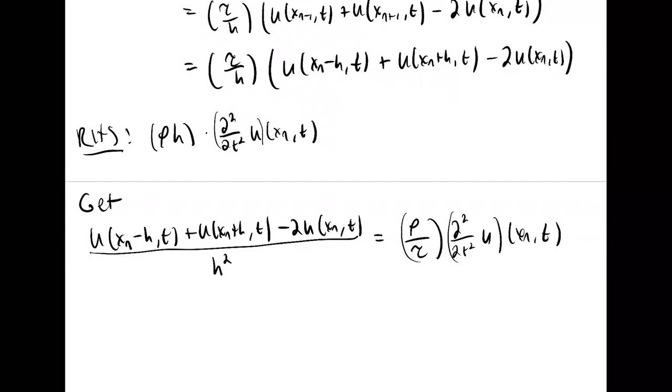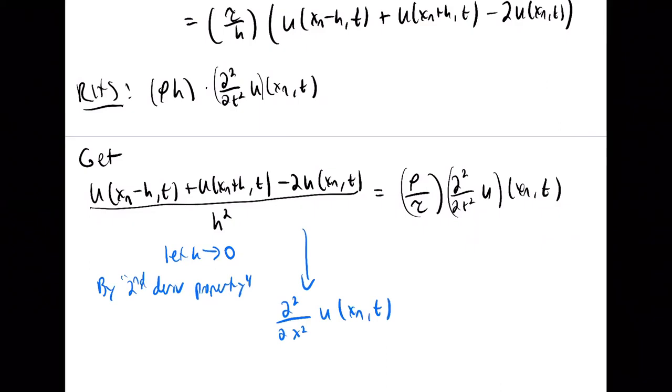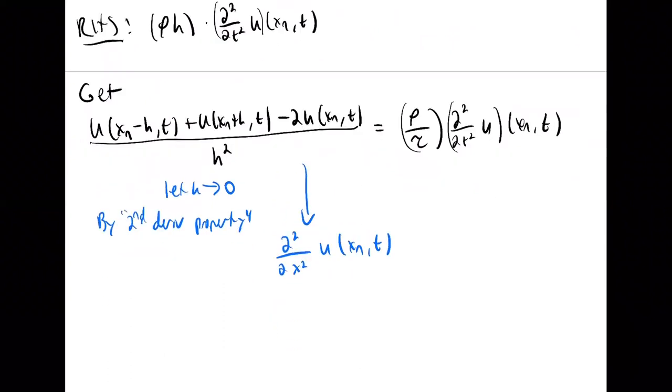Great. And so now I'm going to let h go to 0 while using the second derivative property, the tiny result we derived before getting to this point using the Taylor series. By this fact, the left-hand side converges to the second derivative with respect to x of u at xn. On the right-hand side, I have this constant rho divided by tau times the second derivative with respect to t of u. And so that's it, right? This tells me that, therefore, uxx at this fixed point is equal to utt times this constant.